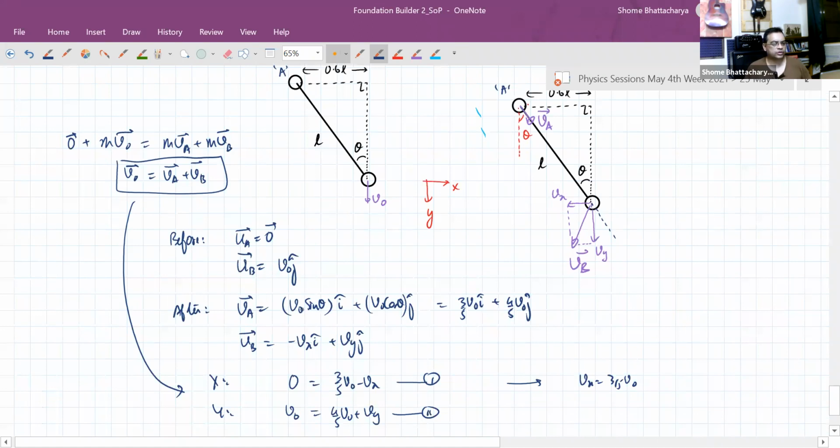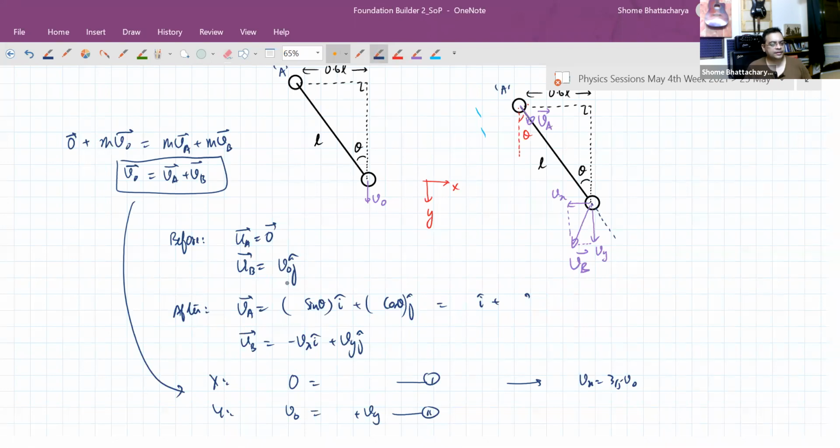Oh, just a minute. This is not V naught. This is Va. That's what I was thinking. This is also an unknown. The magnitude of this one's velocity is not known. So just a moment. So the magnitude is some unknown. Okay, but theta is known.